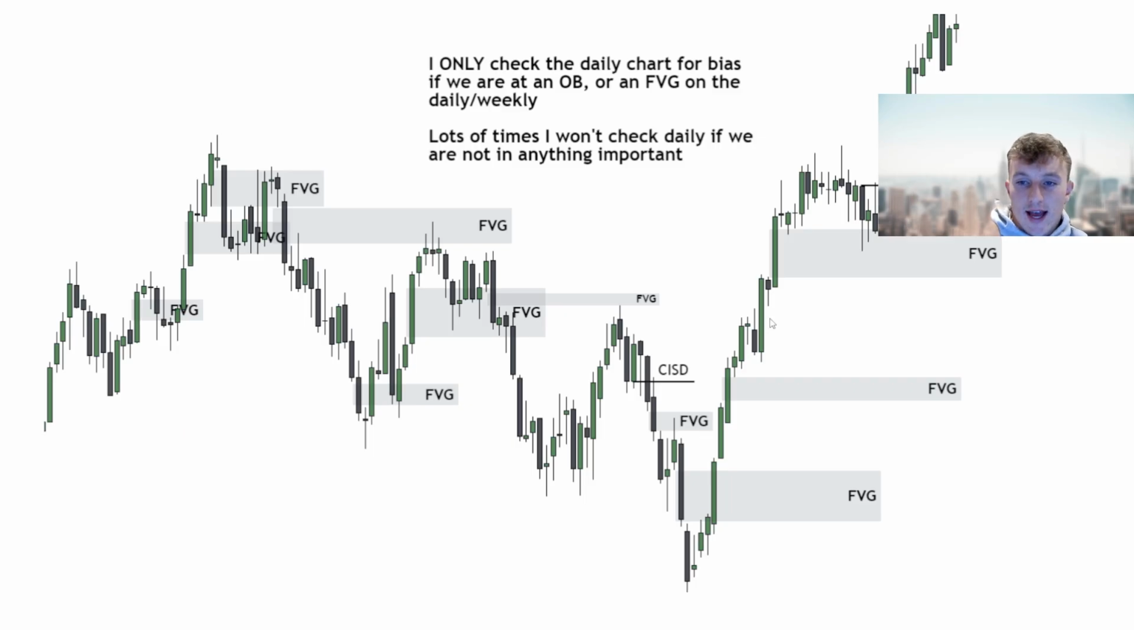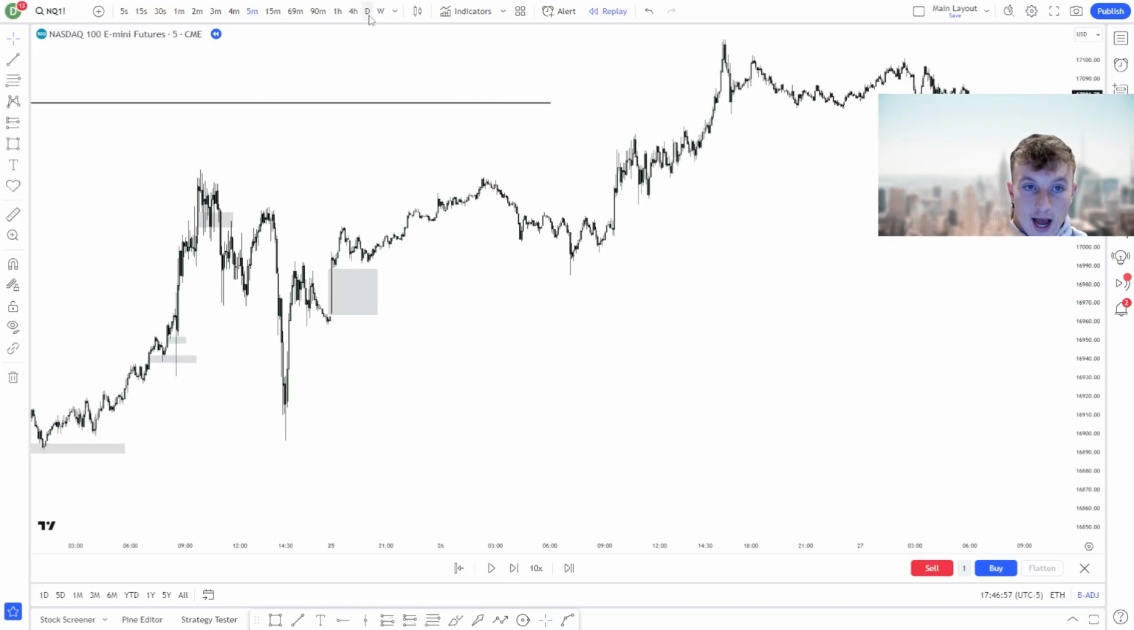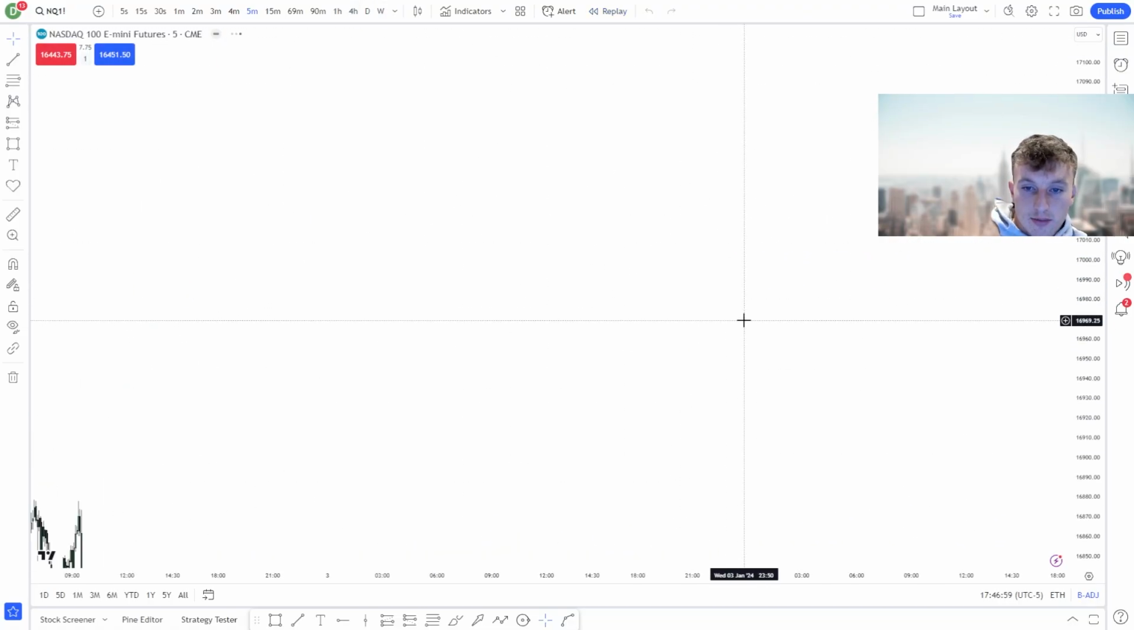But other than that, it does not happen every single day, and you're going to have to realize that. I didn't really go over this, but obviously I look for CISDs as well. Other than fair value gaps, I do look for CISDs. A live example is actually playing out right now.